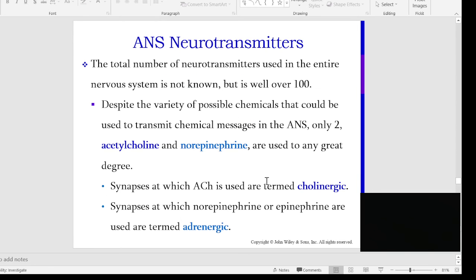Let's go now to the ANS neurotransmitters. So you have your acetylcholine and norepinephrine. These are the chemical signals usually used in the ANS. Mostly acetylcholine and norepinephrine. Your ACh, or acetylcholine, is cholinergic, while your norepinephrine is adrenergic.